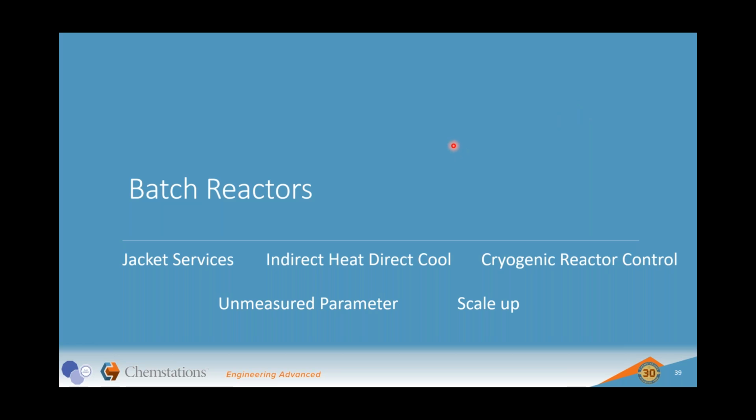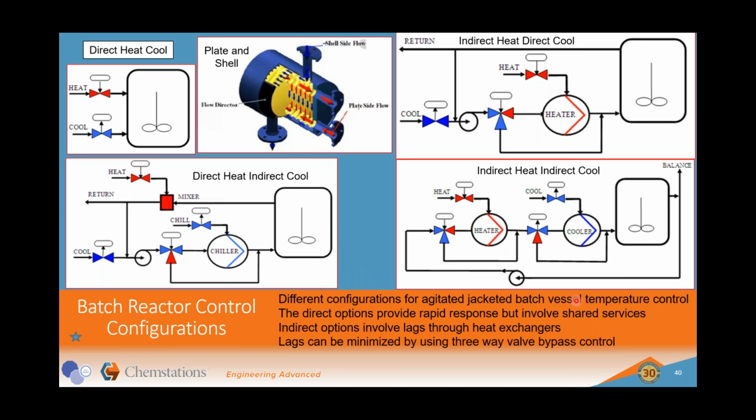So with batch reactors, we're going to look at jacket services, two types, indirect heat cool, and I'm going to show you a cryogenic reactor control system that we did, and measured parameters and scale up. We've used this module quite a lot in our work because we do a fair bit of work for pharmaceutical plants. There's different methods, just to summarize basically.